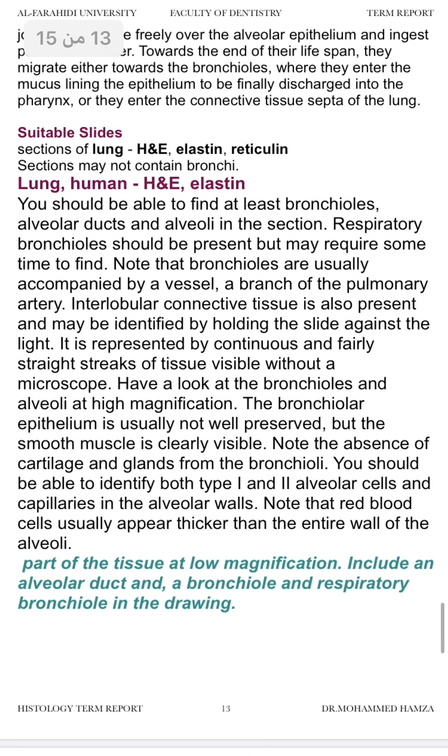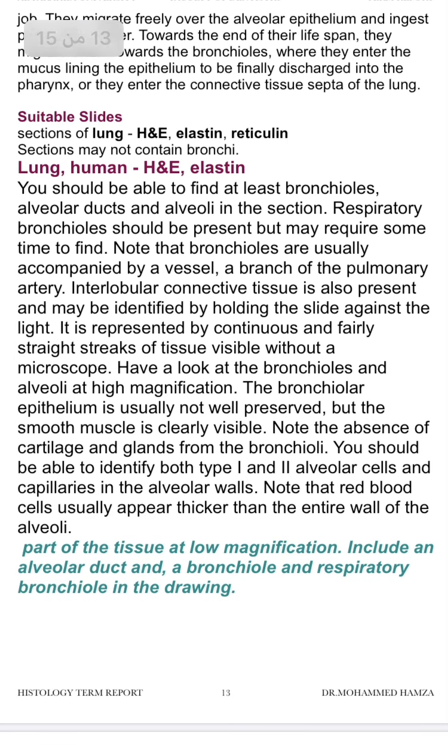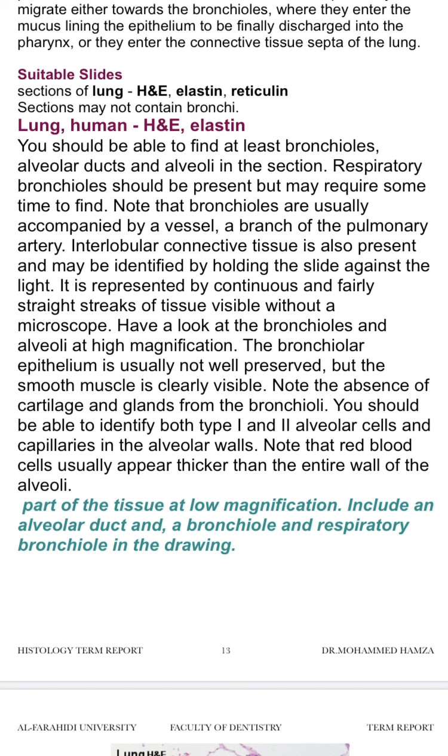Here we have a histological slide of the lung of the human. You should be able to find the last bronchioles, alveolar ducts, and alveoli in the section. The respiratory bronchioles should be present but may require some time to find. Note that the bronchioles are usually accompanied by a vessel, a branch of the pulmonary artery. Interlobular connective tissue is also present and may be identified by holding the slide against the light. It is represented by continuous and fairly saturated streaks of tissue visible without the microscope.